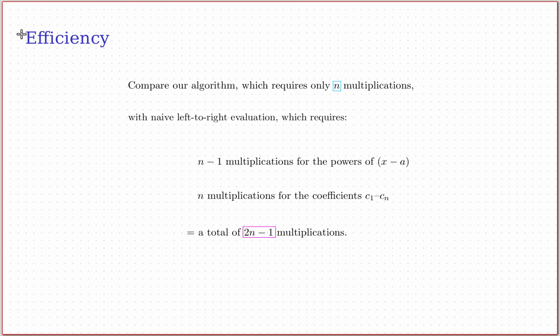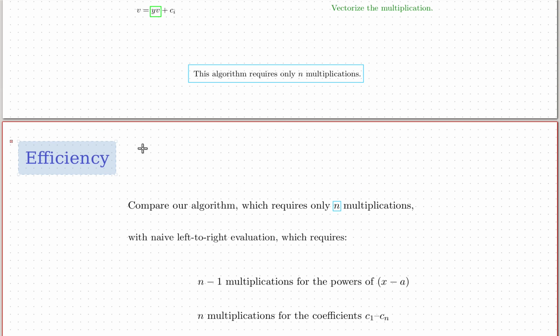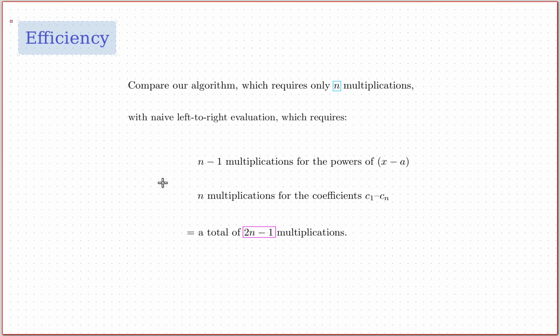Let me just make a quick remark about the efficiency of this algorithm. We've already mentioned that this algorithm requires only n multiplications. Compare this to the naive algorithm where you work from left to right, right? You start with c0 and then add c1 times x minus a and then c2 times x minus a squared. Well, how many multiplications does that require? Well, for all the powers of x minus a, you're going to require n minus 1 multiplications, right? Because the highest power is going to be x minus a to the nth, and that requires n minus 1 multiplications, to multiply x minus a by itself to get to the nth power.